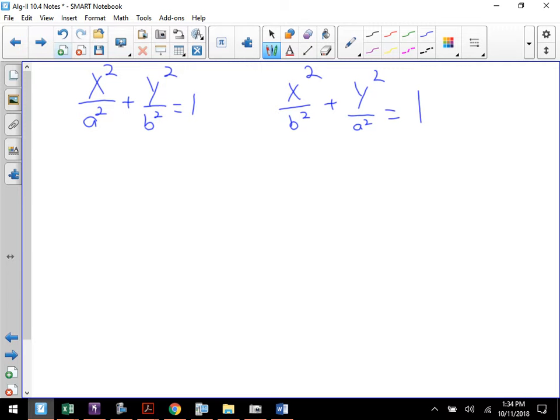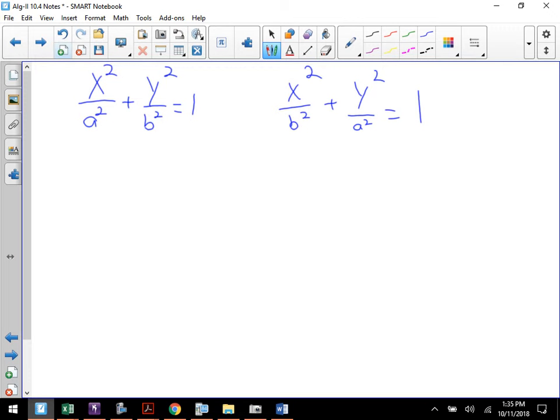Anyway, what's the difference between those two formulas? The order of the a and the b. It's x squared over a squared plus y squared over b squared equals 1. And the other one is x squared over b squared plus y squared over a squared equals 1. And you're right, your spidey senses picked up that the a's and the b's moved around. The reason is that it helps us decipher which direction things are moving.